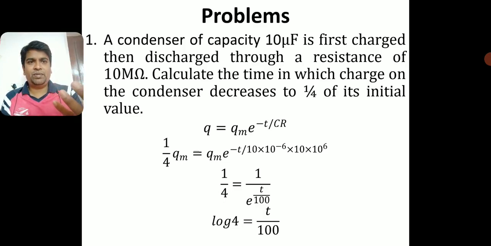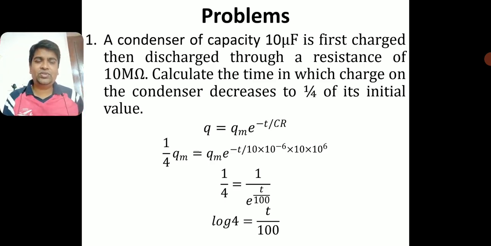Capacitance is given. Capacitance is 10 microfarad, 10 into 10 to the power of minus 6 farad. Resistance is given, which is 10 mega ohm, 10 into 10 to the power of 6 ohm. You need to express everything in the SI unit so that you will get the answer in the SI unit itself.